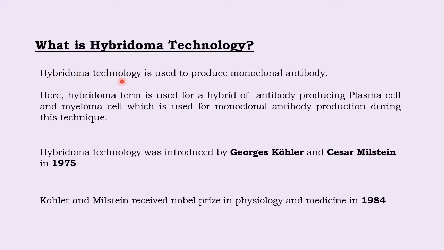Hybridoma technology is basically used for the production of monoclonal antibody. The term hybridoma is used for the hybrid cells. These hybrids are produced from antibody producing plasma cell and from the myeloma cell. Okay, myeloma cells are basically cancerous plasma cells. These cancerous plasma cells and normal antibody producing plasma cells are fused together to form the hybrid or the hybridoma, which helps in the production of monoclonal antibody. And so this technique is known as hybridoma technology.